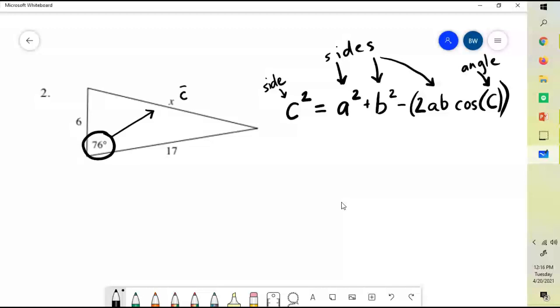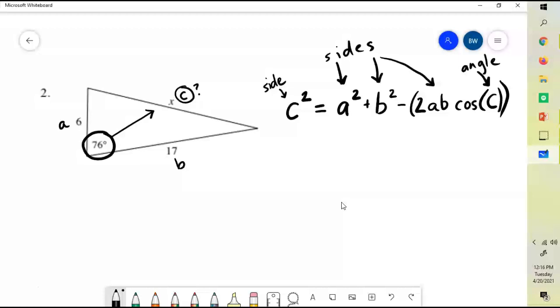We'll call this C. It's the unknown, question mark. This one can be A, this one can be B. We could swap them, no big deal. Let's label them that for right now. Okay, so what we're going to be doing is a little bit of plug and chug, matching these variables to the places where they need to be in this equation for the law of cosines.